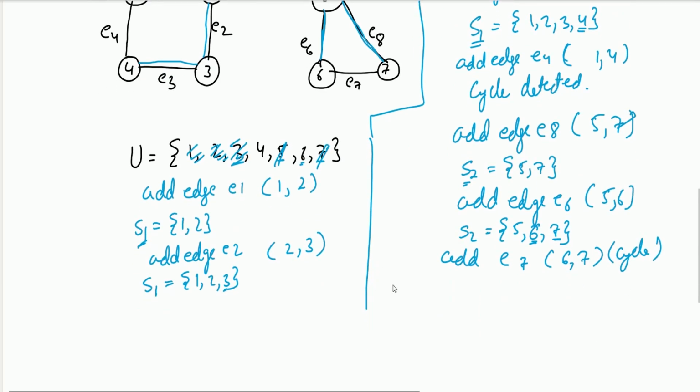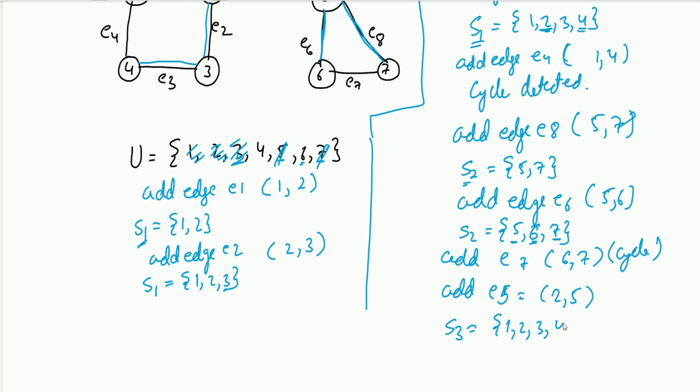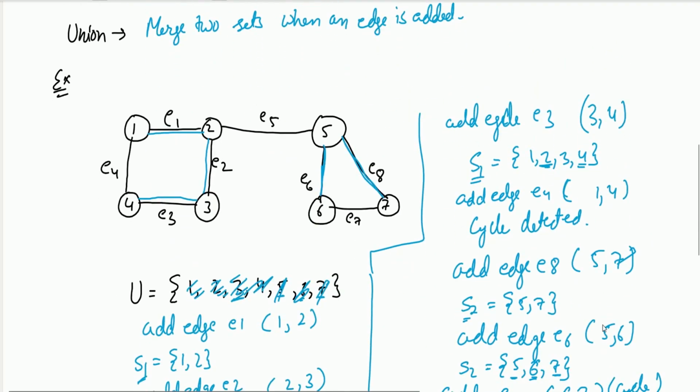Now our last edge remains, if we add E5. E5 is from 2 to 5. So if we do find 2, we have S1 because 2 belongs to S1 and 5 belongs to S2. So now they belong to different sets. So we can apply union on them and we will get 1, 2, 3, 4, 5, 6, 7. So here in the universal set there is nothing left and all of our vertices are in S3. So we have selected this also.